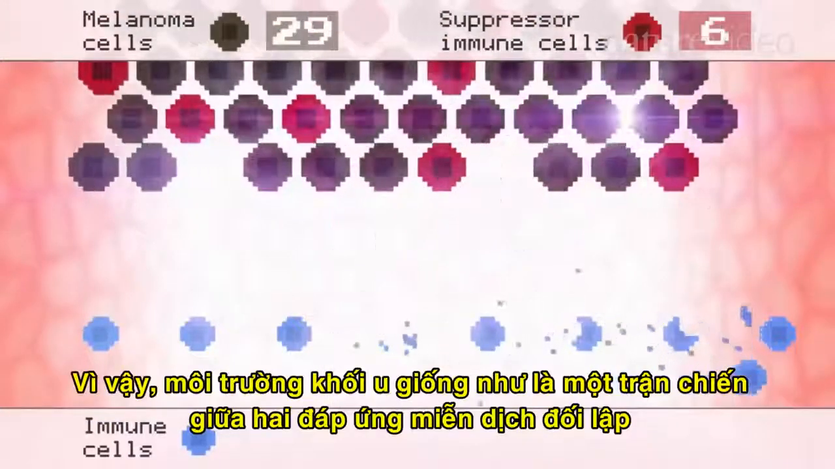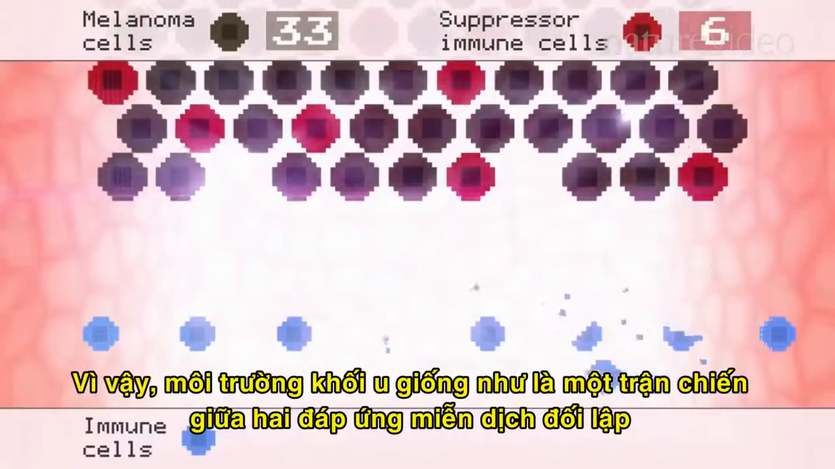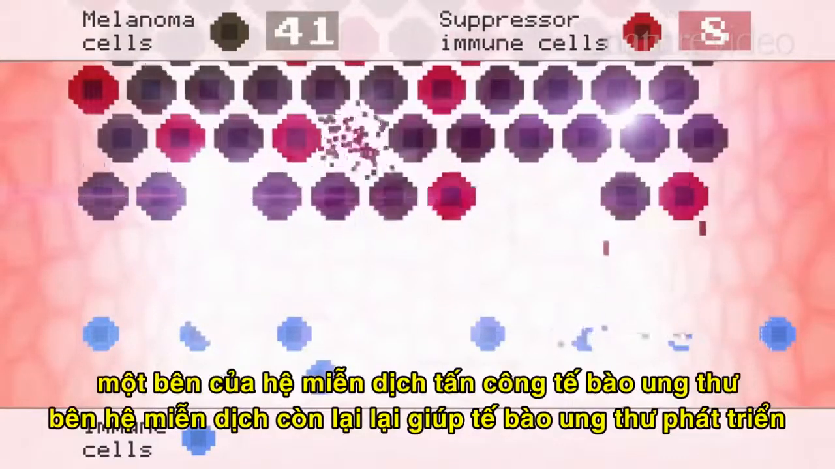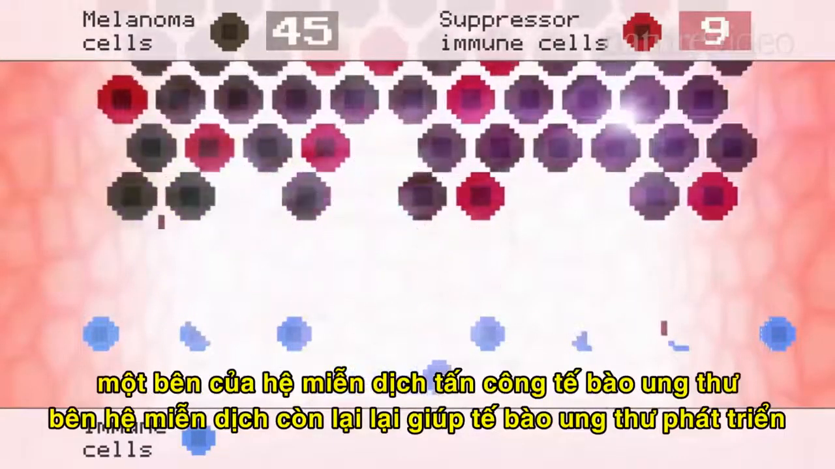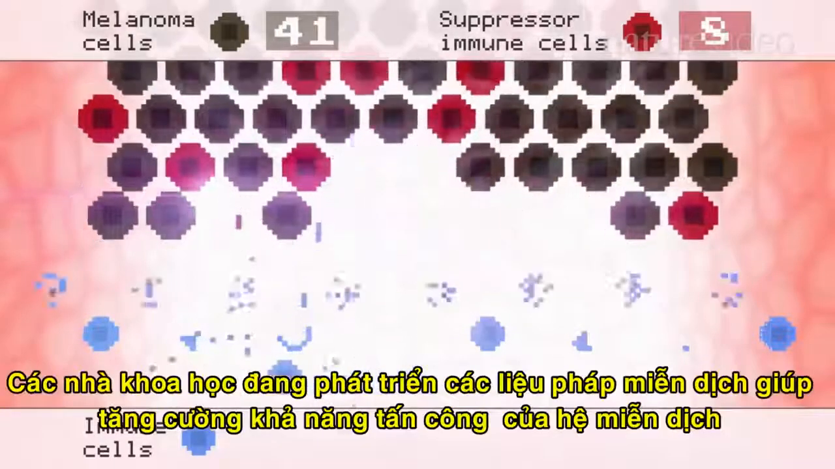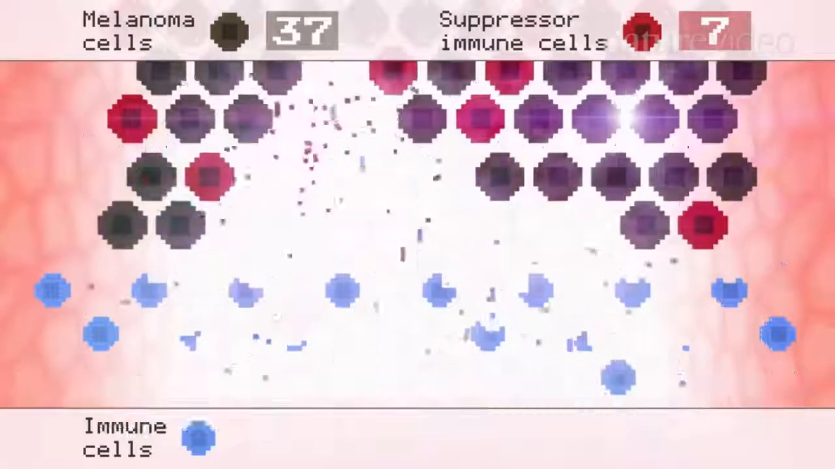Therefore, the tumor microenvironment is like the scene of a battle between two opposing immune responses. One side of the immune system is attacking the tumor, while the other side is helping it to grow. Scientists are developing immunotherapies to help strengthen the immune attack.